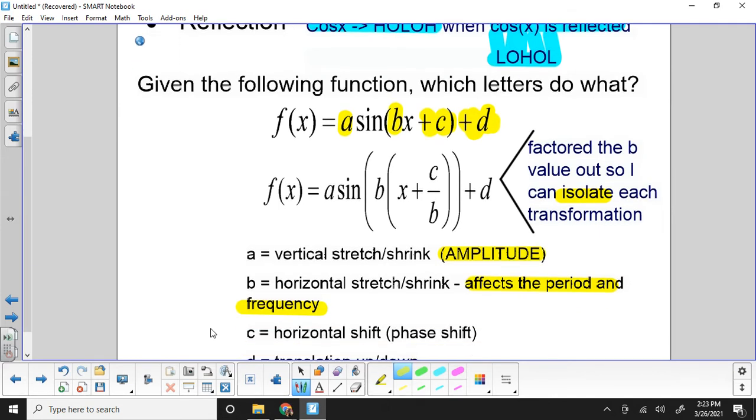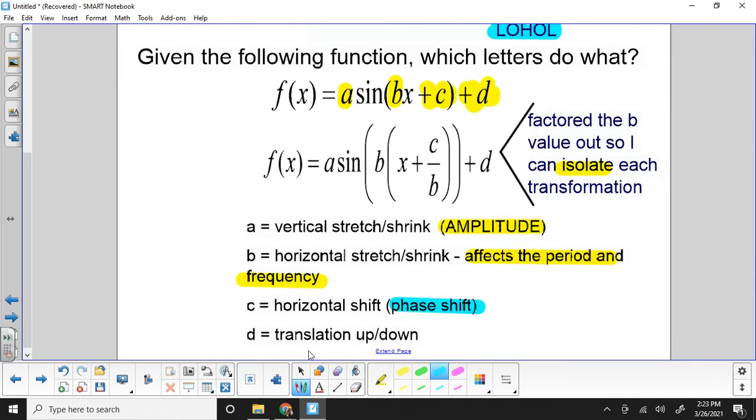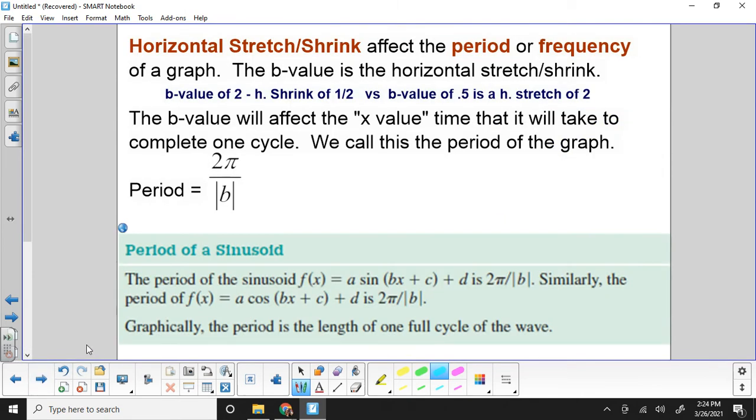C is known as a horizontal shift left or right, and is called a phase shift when referring to it with our sine and cosine functions. And last but not least, we have translations up and down. We don't give this a special name, just the A, B, and C terms. Let's provide a little more detail around those terms.